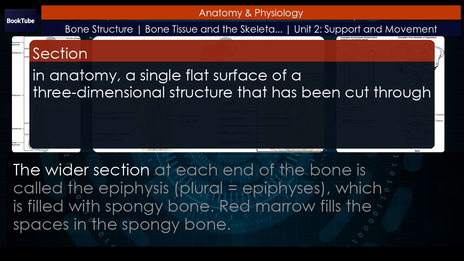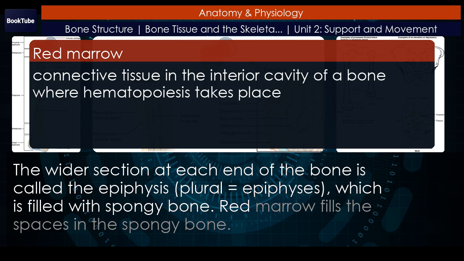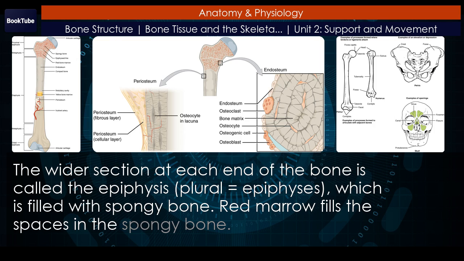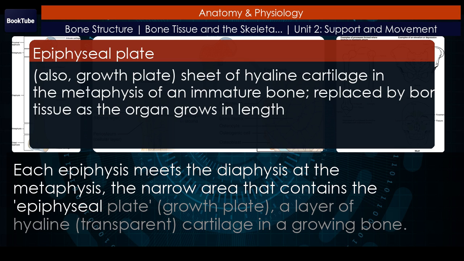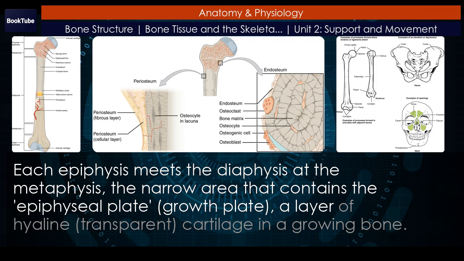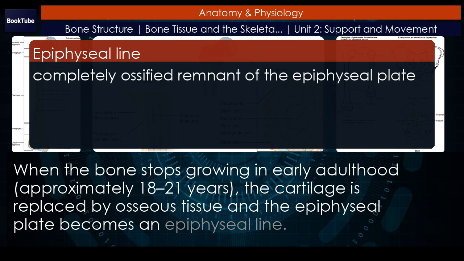The wider section at each end of the bone is called the epiphysis (plural: epiphyses), which is filled with spongy bone. Red marrow fills the spaces in the spongy bone. Each epiphysis meets the diaphysis at the metaphysis, the narrow area that contains the epiphyseal plate, or growth plate, a layer of hyaline, transparent cartilage in a growing bone. When the bone stops growing in early adulthood, approximately 18 to 21 years, the cartilage is replaced by osseous tissue and the epiphyseal plate becomes an epiphyseal line.